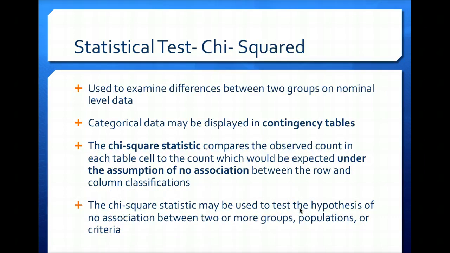Chi-squared. This is used to examine differences between 2 groups of nominal level data. Categorical data may be displayed in contingency tables, and the chi-square statistic compares the observed count in each table cell to the count which would be expected on the assumption of no association between the row and column classifications. It can be used to test the hypothesis of no association between 2 or more groups, populations, or criteria.